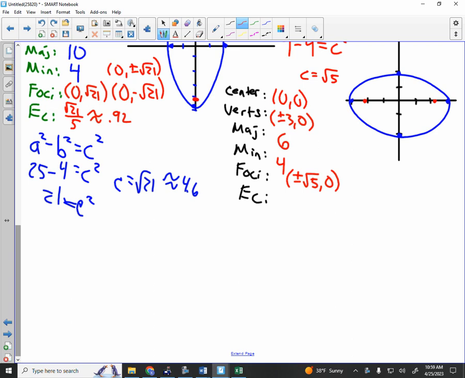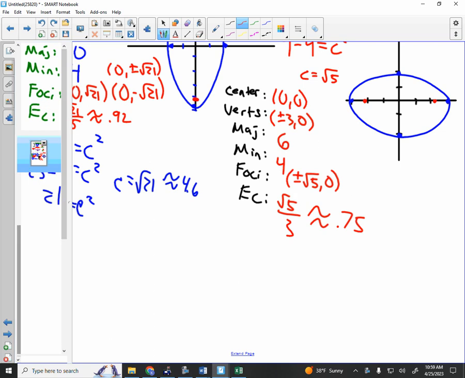And what's my eccentricity? Square root of 5 over, we divide it by what? 3, yep. If I can help you from a graphical view, it's always that distance divided by that distance. So it's square root of 5 over 3, not the 9. And when I divide those, I get approximately 0.75. And so it's not as stretched as that one was, okay? You okay?